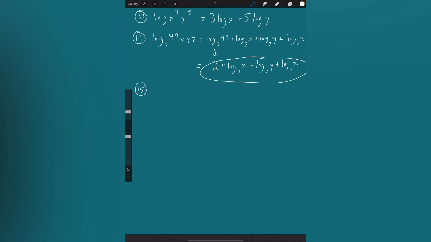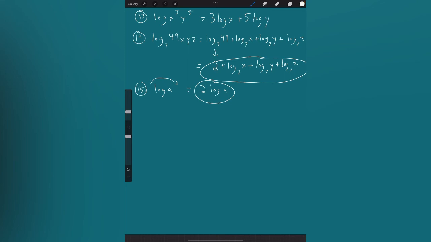Number 15, it's an easy one. Number 15 just says log a to the second power. Okay, it says to expand it. I can do that. I can just write that as 2 log a. Take that 2 that was there, put that out in front, and I get 2 log a.